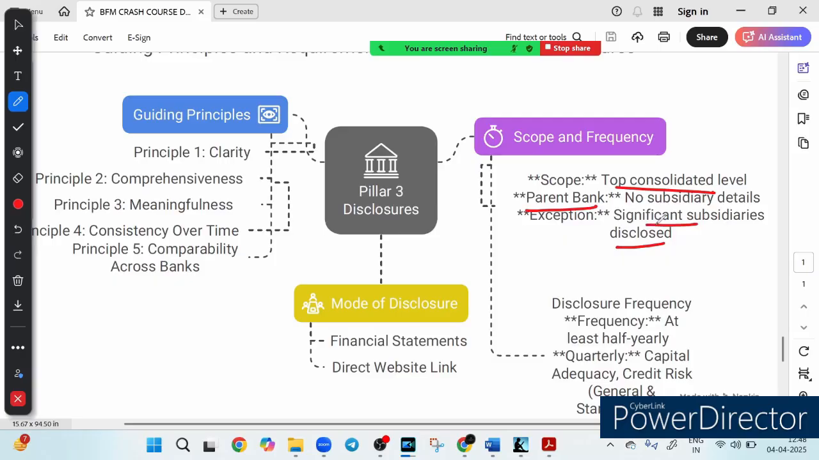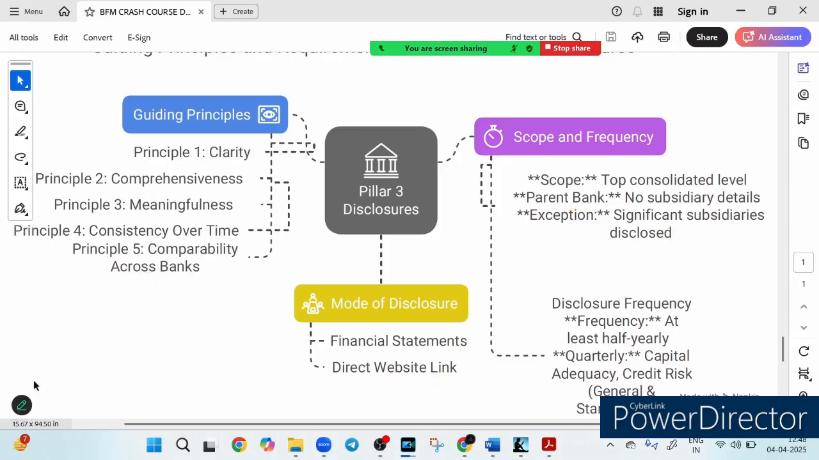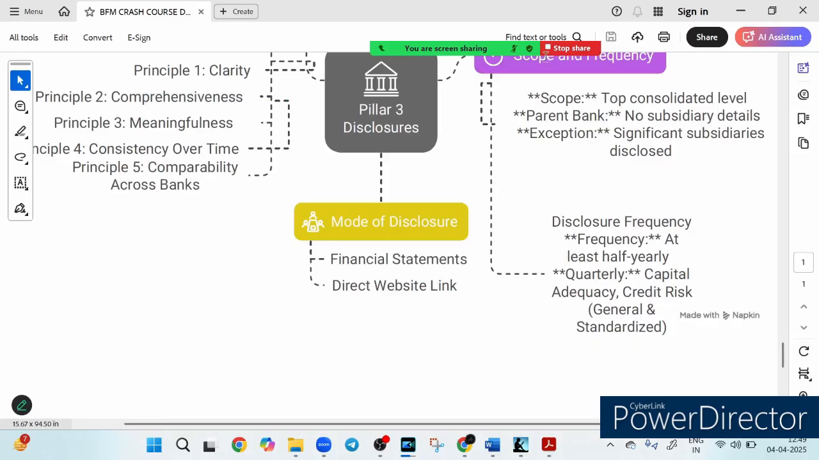So this is the scope and frequency, right? And frequency of disclosure, very important. Questions are asked most frequently from it. So the frequency is at least half yearly.